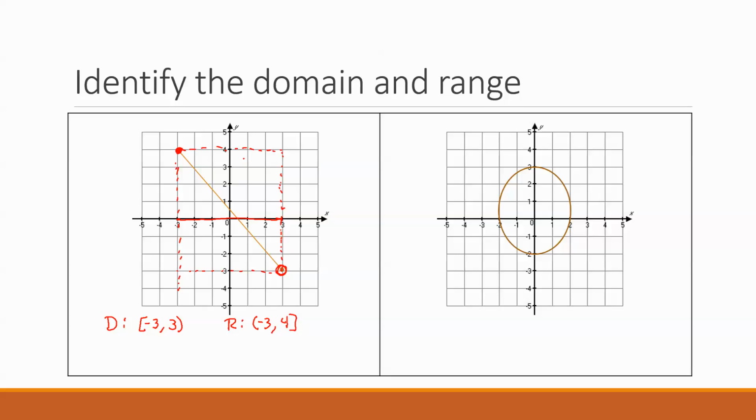Now looking at this second figure here, domain, you can clearly see, runs from -2 to +2 with those points included. And then the range from -2 up to 3. And we have brackets because we're including all of those points.